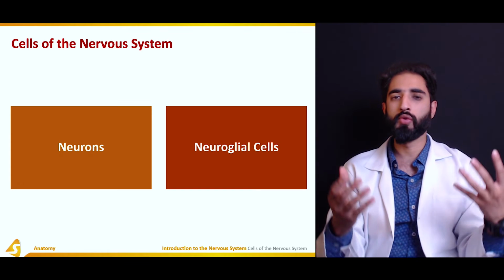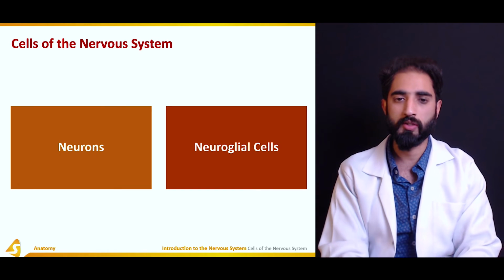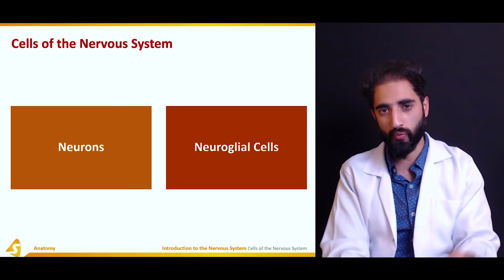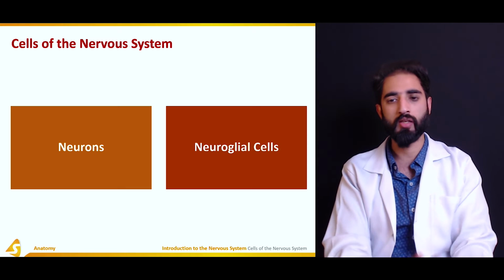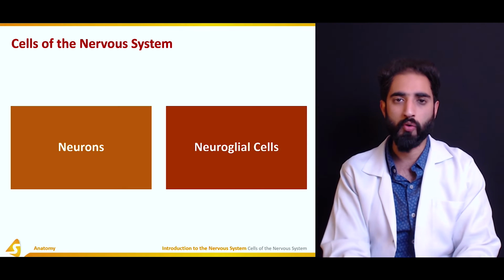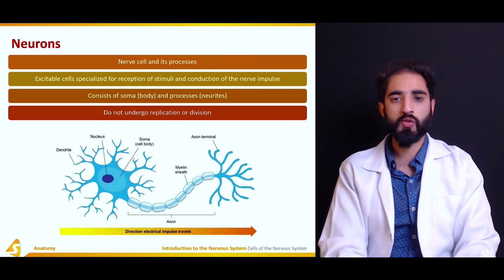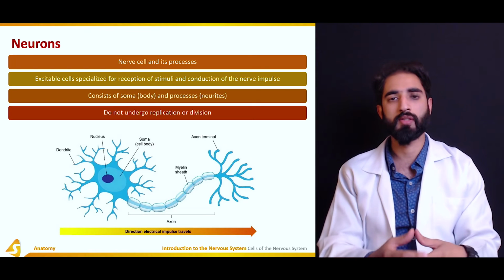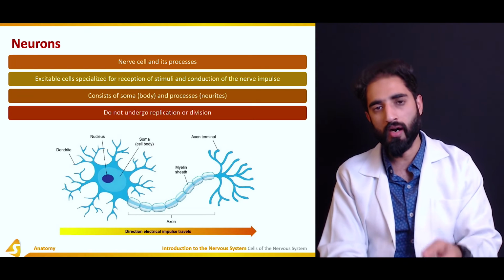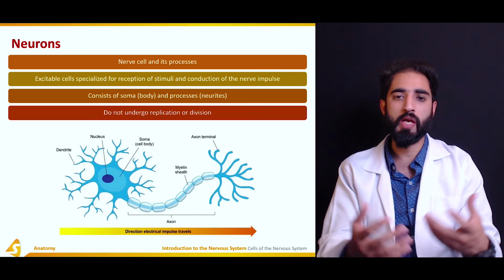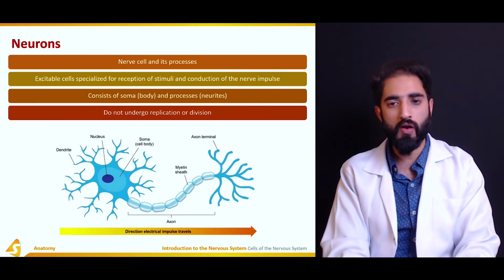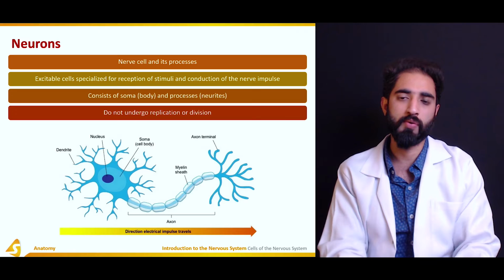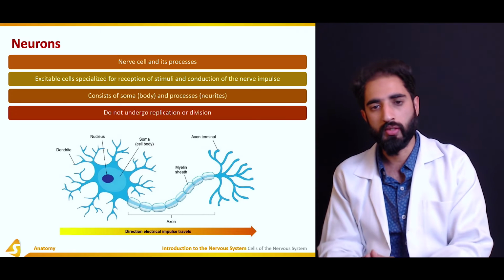So let's start off with the different types of cells in the nervous system, in which we have the neurons and the neuroglial cells. Neurons are actually the working or the parenchymatic cells, and the neuroglial cells are actually the supporting tissue. So what are neurons? Neurons are actually the nerve cell and its processes. And these cells are excitable cells which are specialized for reception of stimuli as well as the conduction of the nerve impulses from one point to the other.